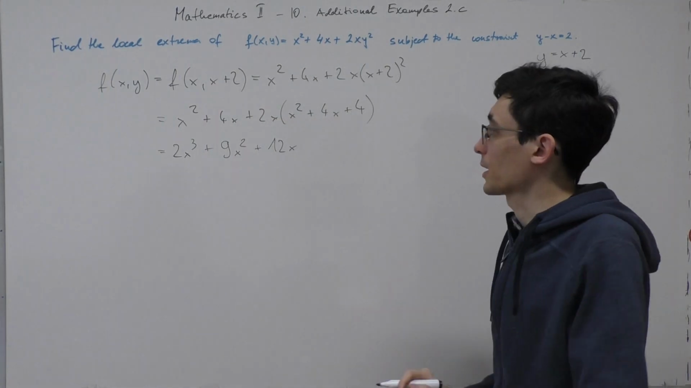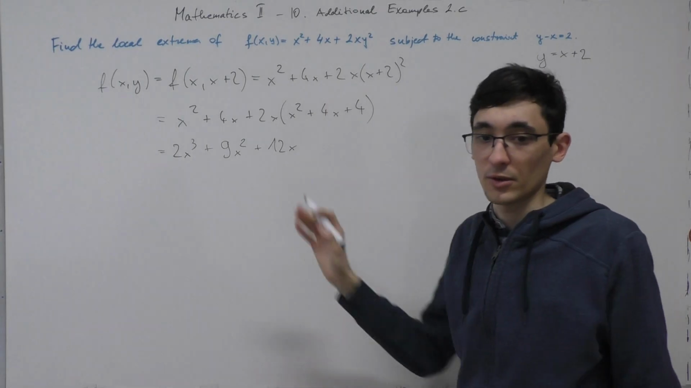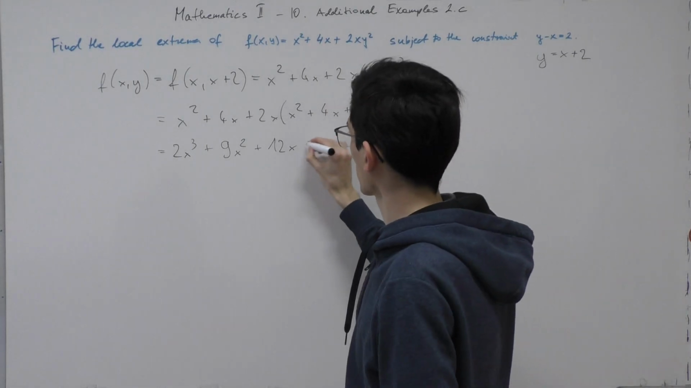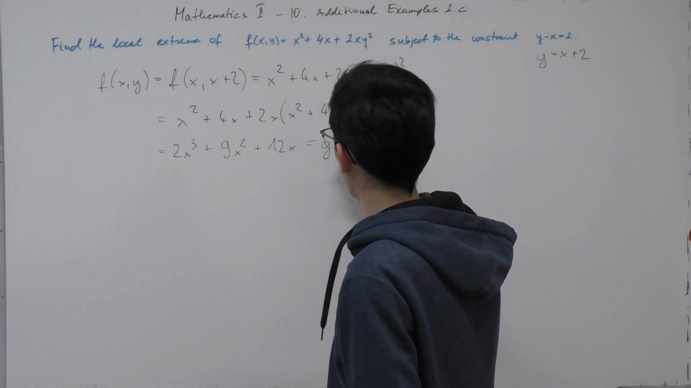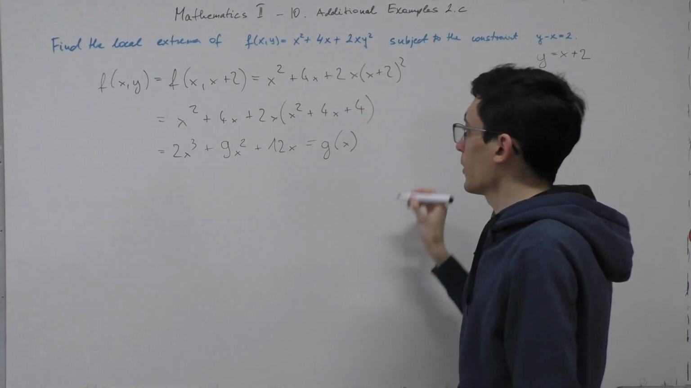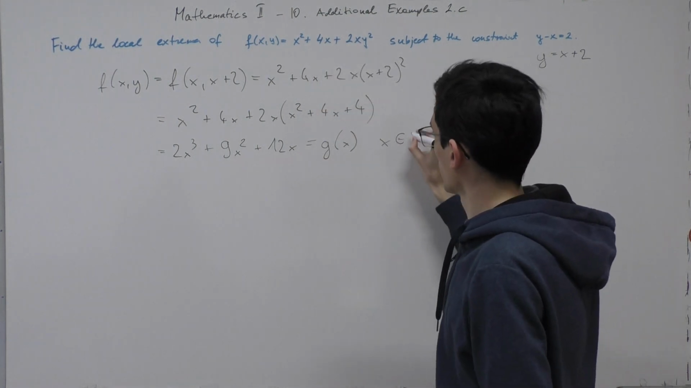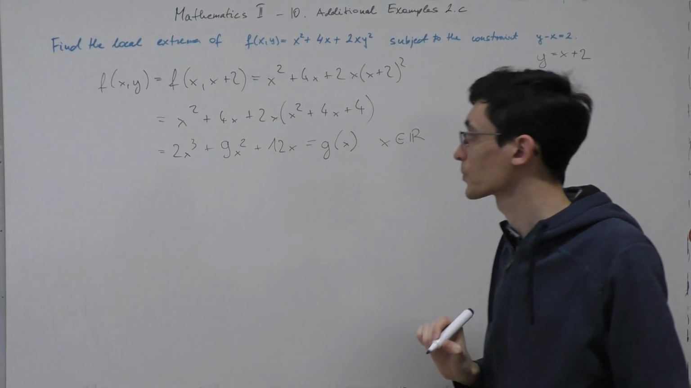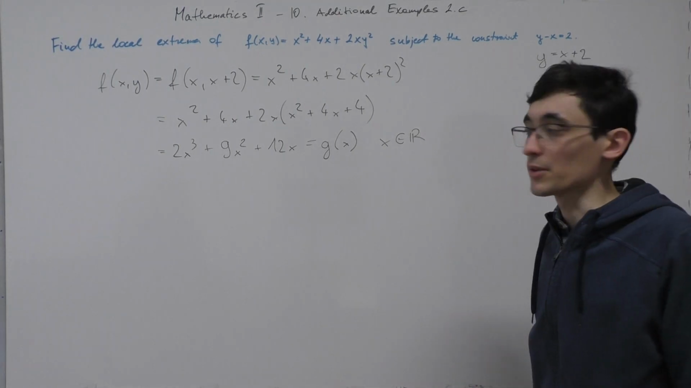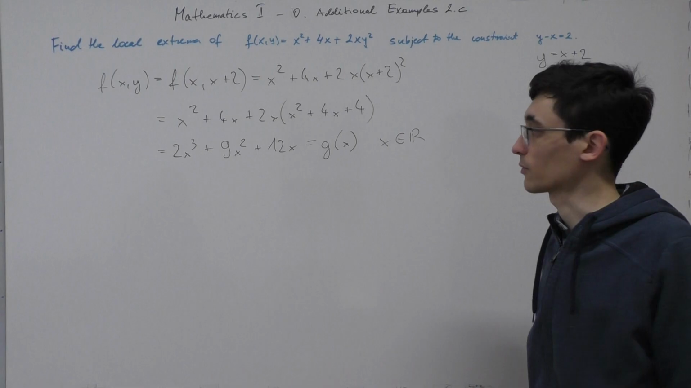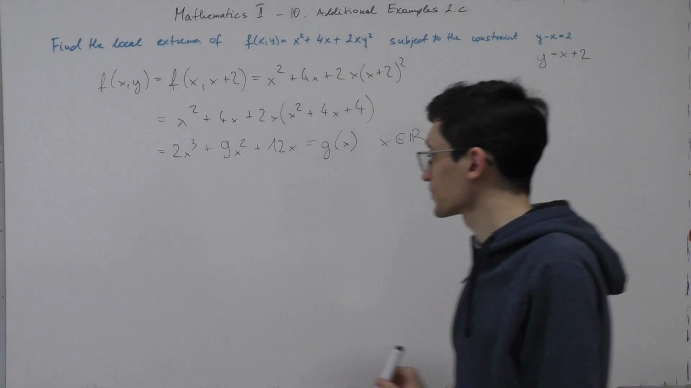Now this is a smooth continuous function of the single variable x, so we denote this by g of x, where the variable x has no constraints. Now we will use the second derivative test to find its local extrema.